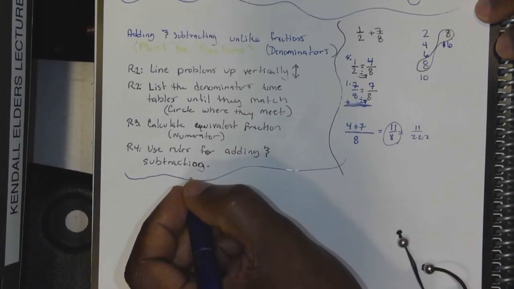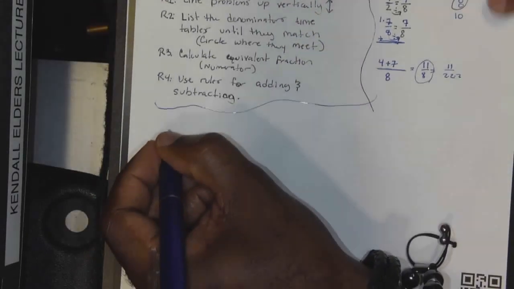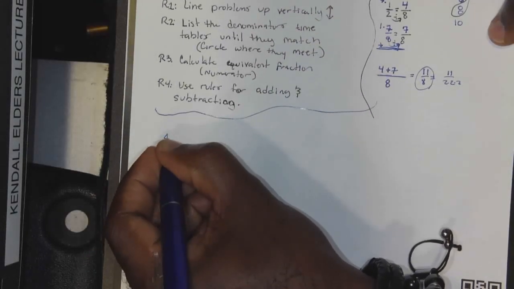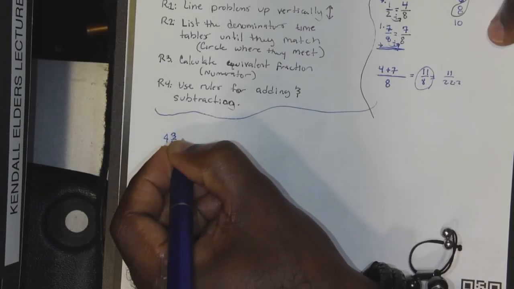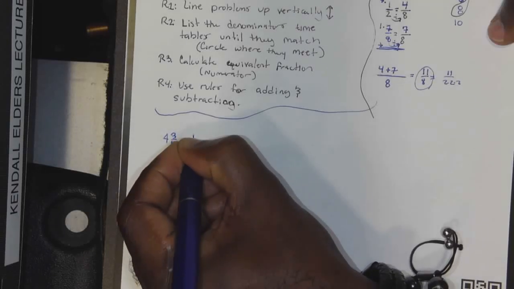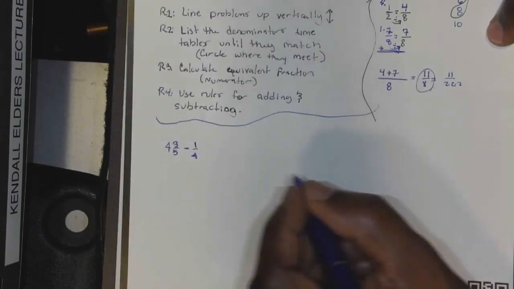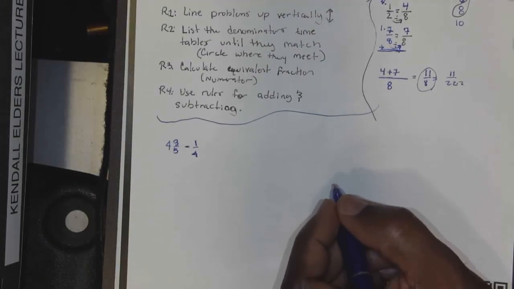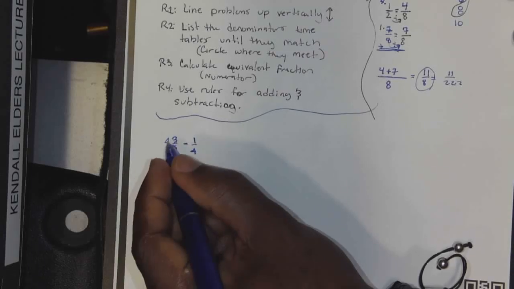Let's do 4 3/5 minus 1/4. All right. I'm gonna change this step to fractions. You don't have to if you know what you're doing, but I'm gonna change this to fractions.